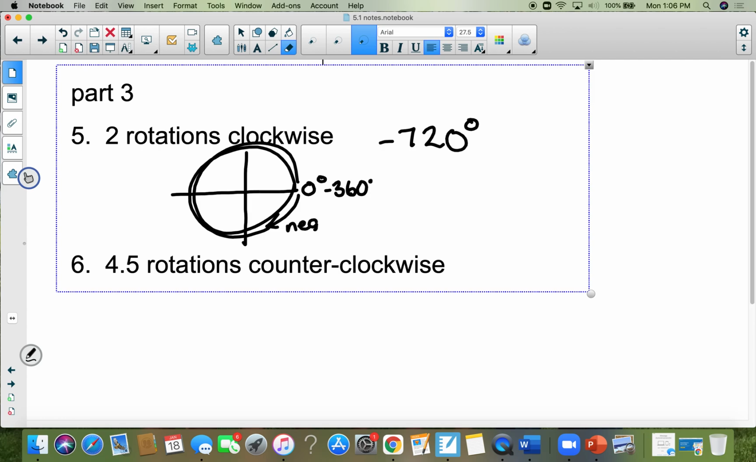If you don't want to make a picture, you know clockwise is a negative 360. Multiply it by 2, a negative 360 times 2 is a negative 720 degrees. And that's what I'm going to do with this one.